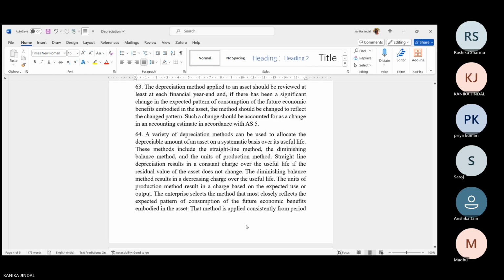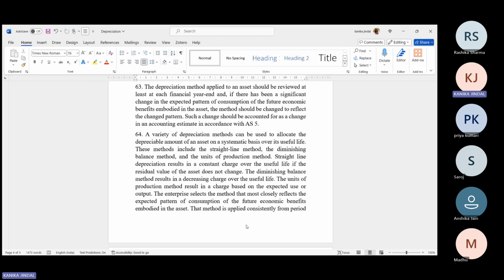Okay. So next we have: a variety of depreciation methods can be used to allocate the depreciable amount of an asset on a systematic basis over its useful life. So as per Accounting Standard 10, Property, Plant and Equipment, it has the guidelines for three depreciation methods, which are straight line method, written down value method, and unit of production method.